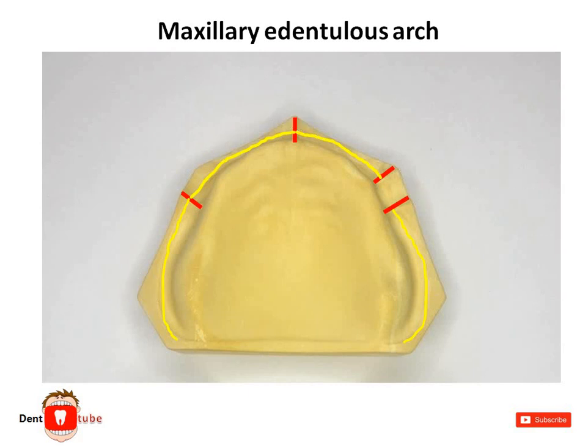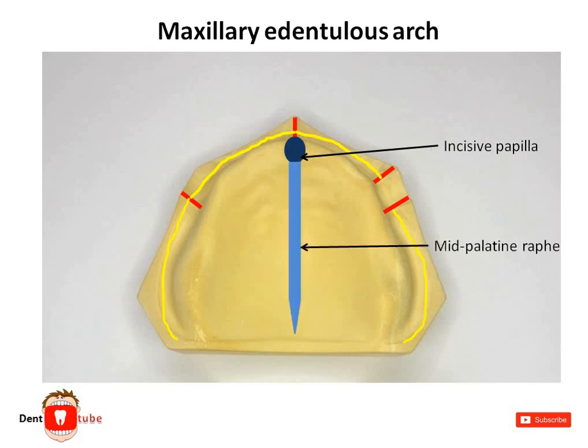A midline structure situated behind the position of central incisors is called incisive papilla. Another midline structure that extends behind the incisive papilla is the mid-palatine raphe. Some folded structures located in the anterior region of the palatal mucosa are the rugae.